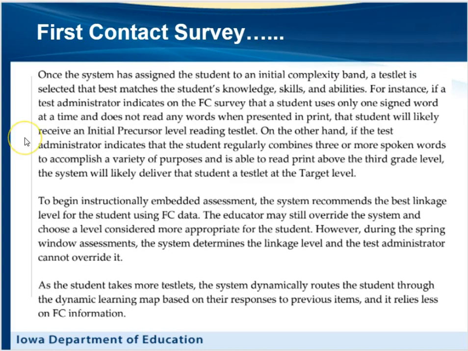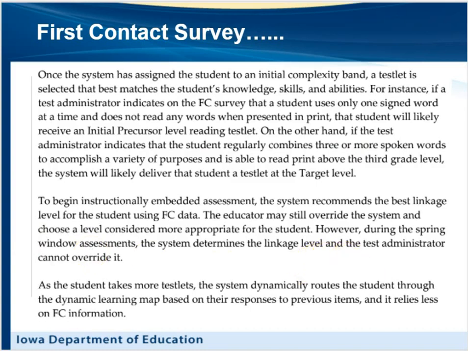A little bit more on the first contact survey. The text that you see on screen now will just get you thinking about how the system is going to use this information. So it gives you an example. For instance, if you were to indicate that a student is using only one signed word at a time, does not read any words when presented in print, they would likely receive an initial precursor kind of a testlet. On the other hand, if there was a student that is using 2- and 3-word spoken word combinations and maybe even reading at or above the 3rd grade level, you're obviously going to get a very different kind of a testlet, possibly one at the target level, based on the essential elements.